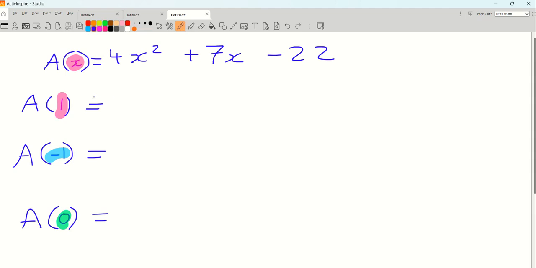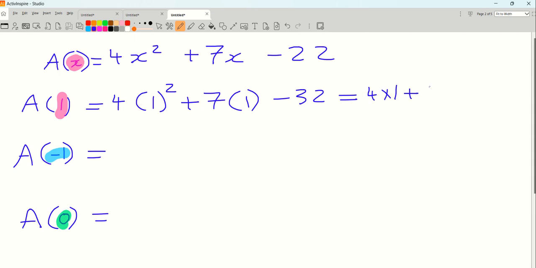So all I have to do is go ahead and replace the letter x with that specific value. So I'm going to rewrite it, but instead of x, I will be writing this value. So it's going to be 4 times 1 squared, plus 7 times 1, minus 32. This is 4 plus 7 minus 32, which just gives me 4 plus 7 is an 11. 11 minus 32 would be a minus 21.